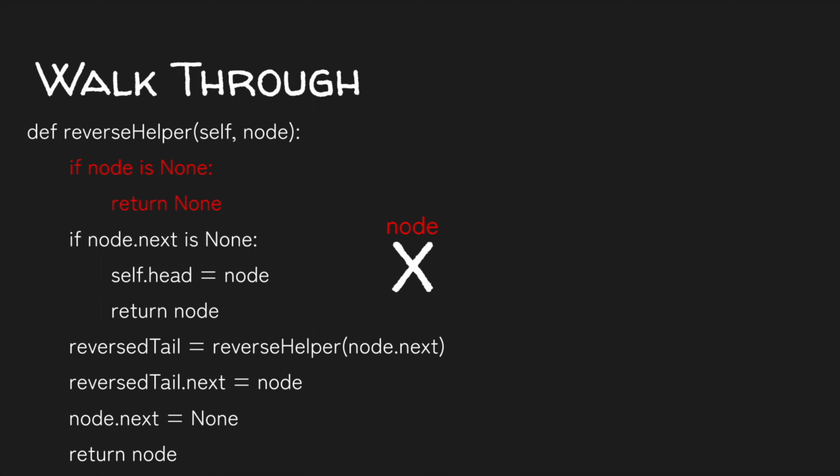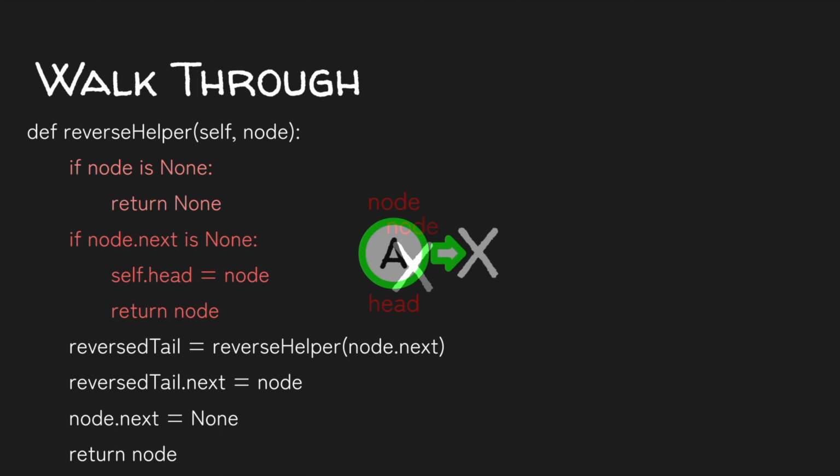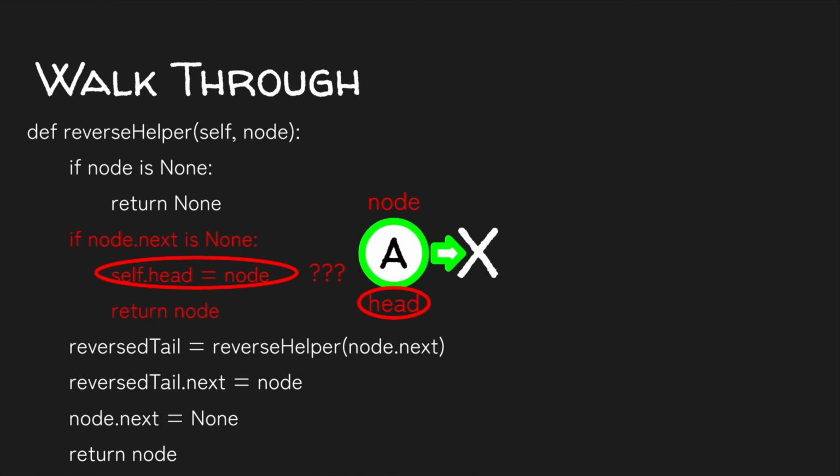The next base case is if we have exactly one node left in our linked list. If we have exactly one node, meaning the input node's next element is none, then we can just return the input node, since we don't have to do anything to reverse a linked list with only one node. Now you might be wondering what this circled line is for, since it seems kind of redundant in our example, where the input node is already the head of our linked list. Let's circle back to that later.